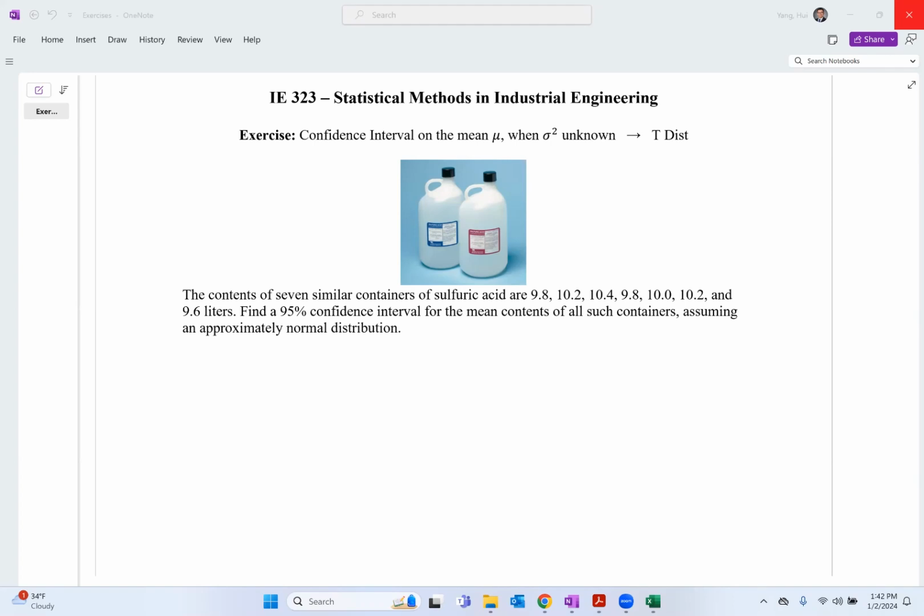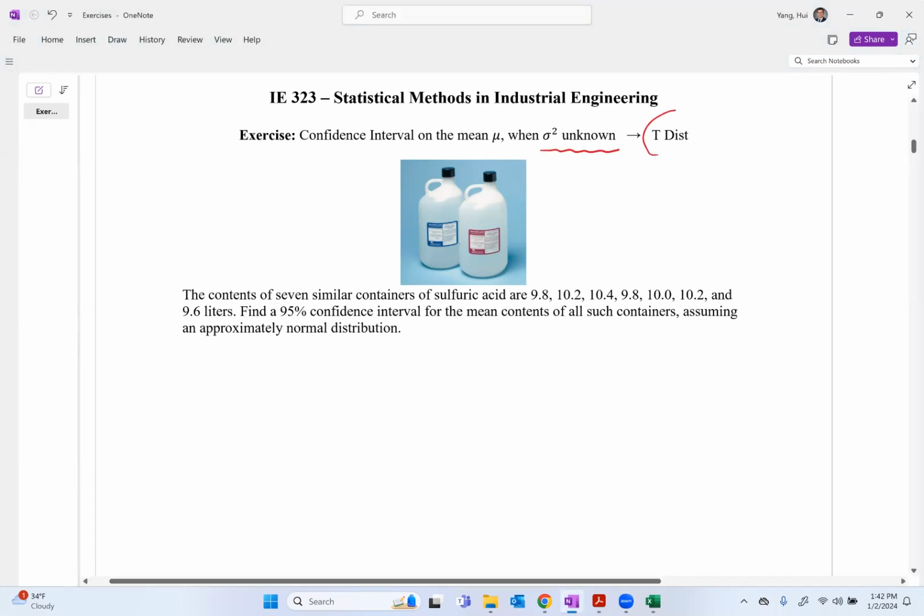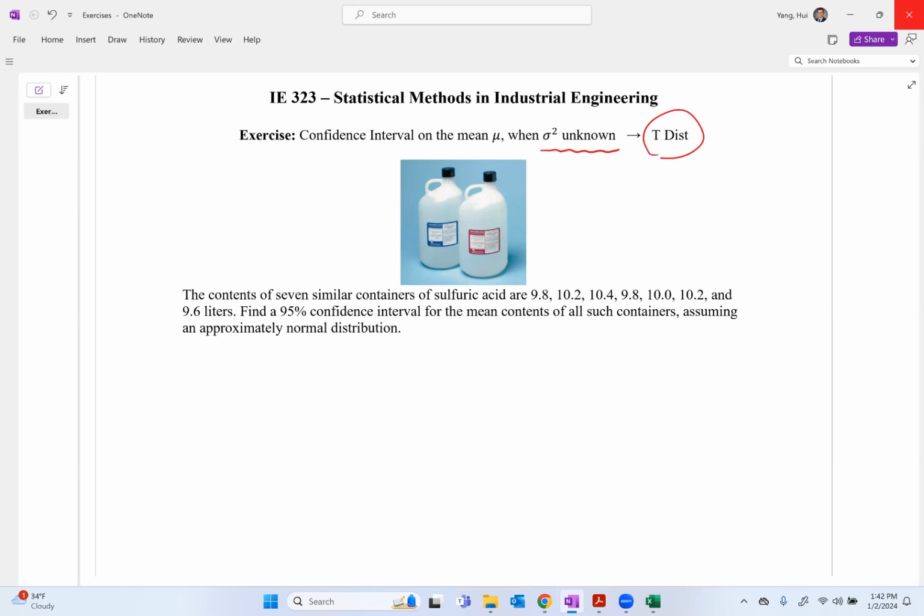Let's have a look at this exercise. This exercise is designed to derive the confidence interval on the population mean, mu, when the population variance, sigma square, is unknown. So in this case, we're going to use the t distribution instead of the z distribution.